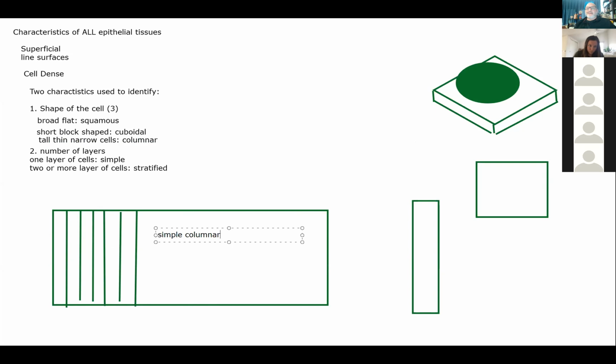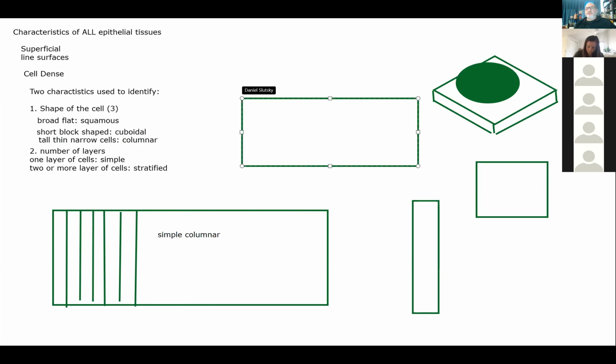If we had a tissue that was made up of two layers of block-shaped cells, what would you have there? Stratified cuboidal. Yeah, stratified cuboidal. There you go. Just that simple.